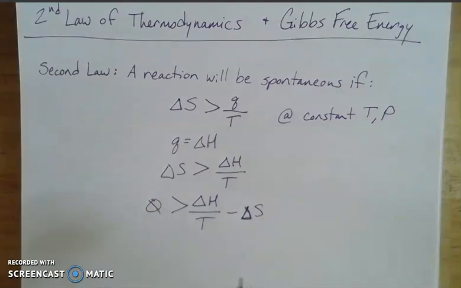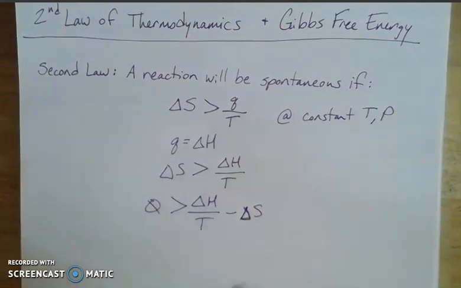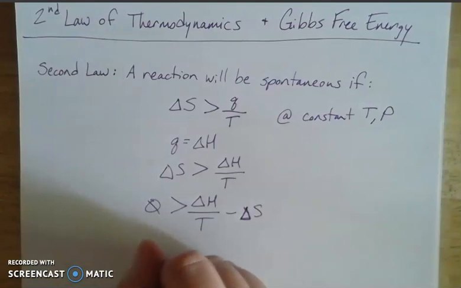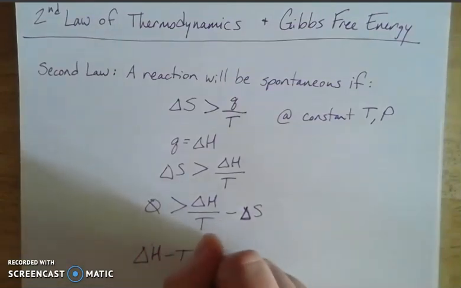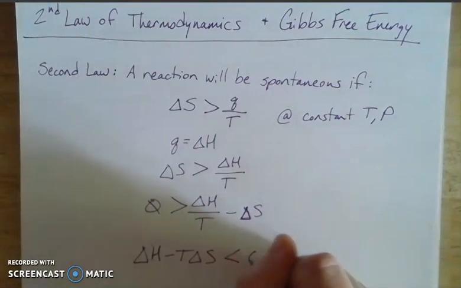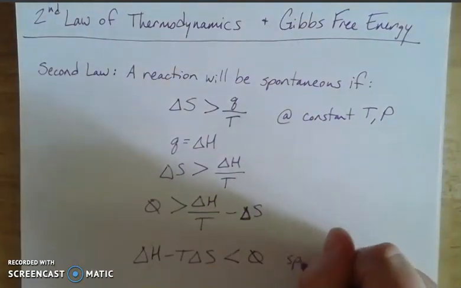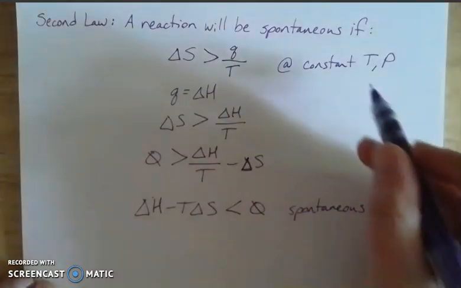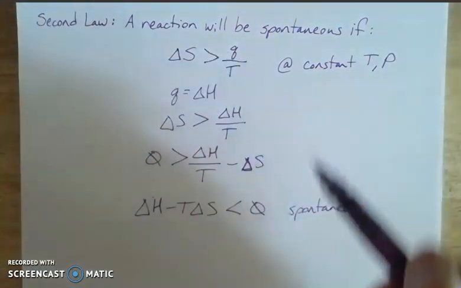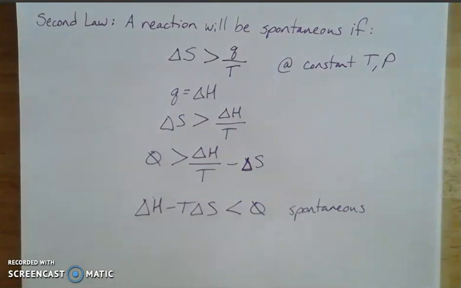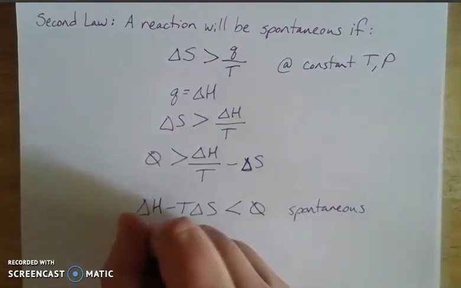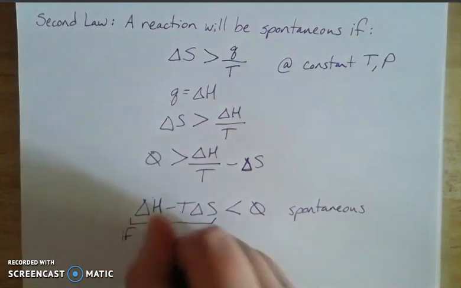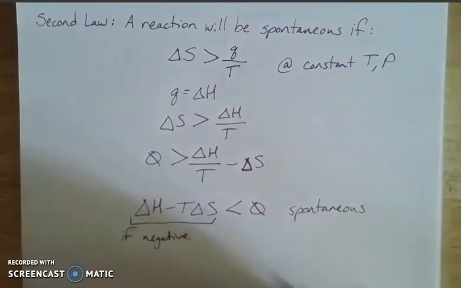Now, if we multiply everything by T through here, and we'd have to do some rearrangement, we get that delta H minus T delta S, if that is less than 0, then it's spontaneous. And again, we have to keep that constant temperature and pressure in mind throughout. So after some rearrangement, we end up with this value. If this whole quantity is negative, which is what this is stating, if it's less than 0, then it's spontaneous.